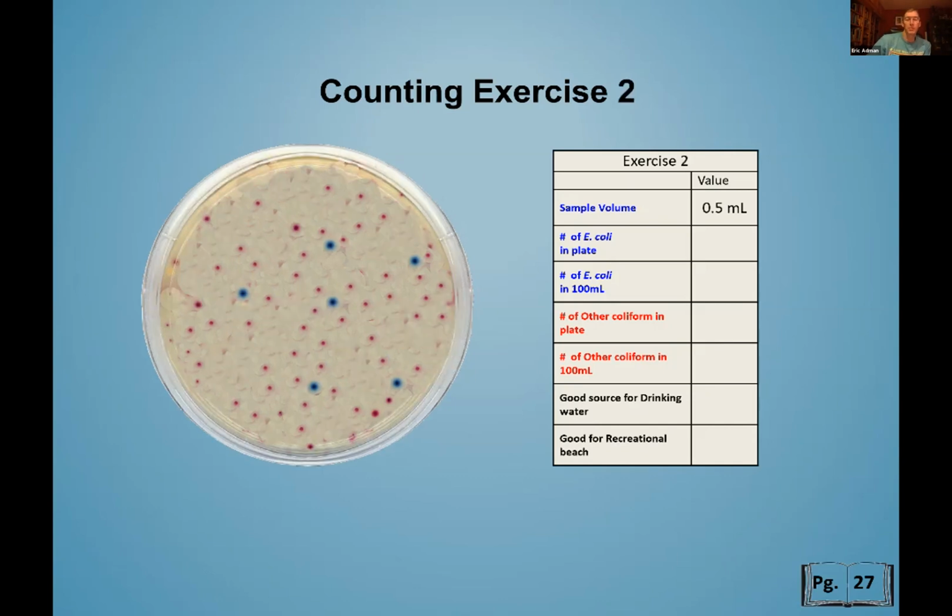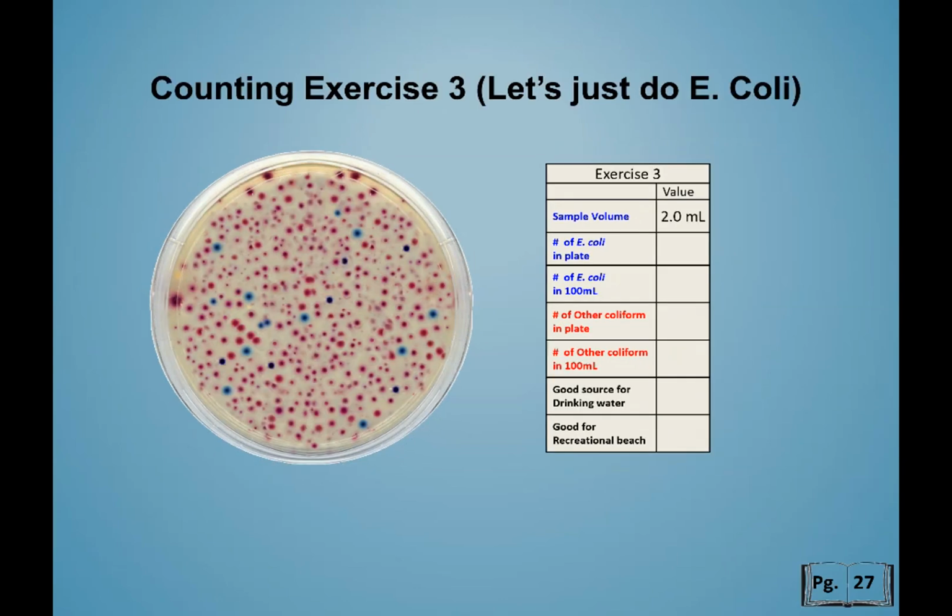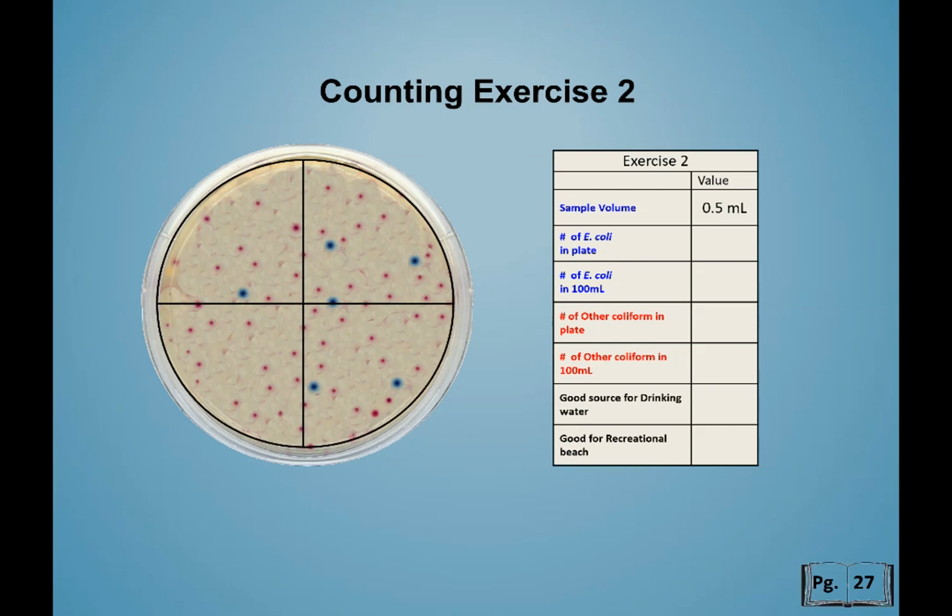Okay, how about this example here? How many colonies do we have on the plate? 6. Yep, I count 6. Now, if our sample is 0.5 milliliters, then doing our math, how many would that be in 100 milliliters? 1200 again. Yep, 1200 again.